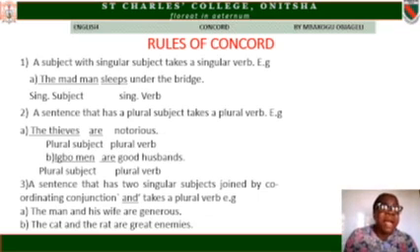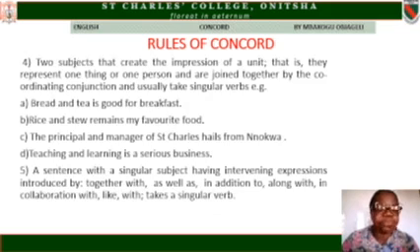Example, the man and his wife. What are the two subjects here? You have the man, you have his wife. These are two different individuals joined together by the coordinating conjunction and, so you use a plural verb are. The man and his wife are generous and not is generous. The cat and the rat are great enemies. The cat and the rat are the two subjects yoked together by the coordinating conjunction and.